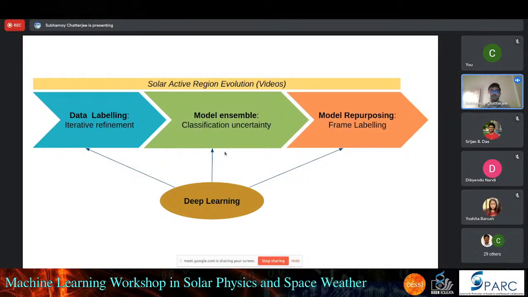Whether we can start with a set of crudely labeled videos and refine the labeling, as we are limited by the data set; whether we can train an ensemble of models instead of a single model to estimate the classification uncertainty; and lastly, whether we can repurpose the deep learning model to do a higher level task that it was not initially trained for.